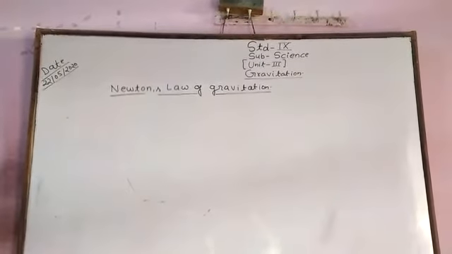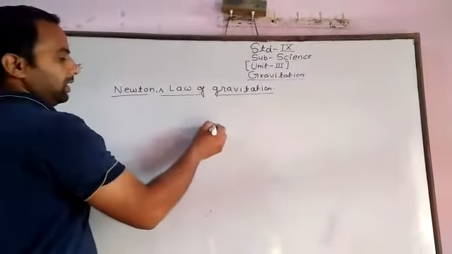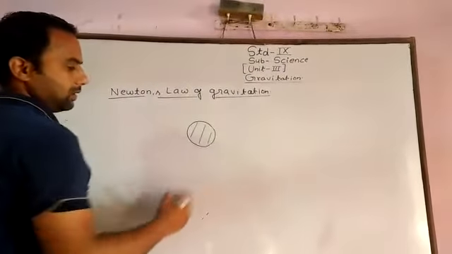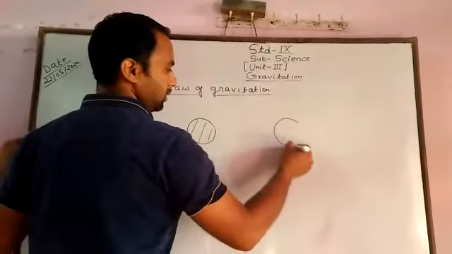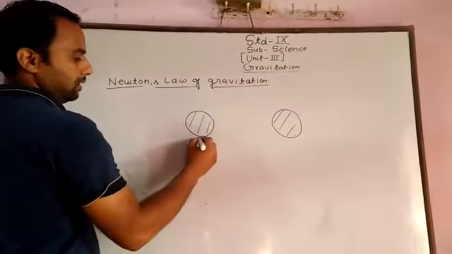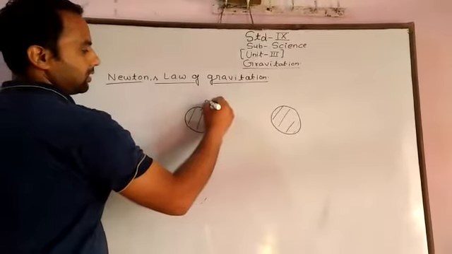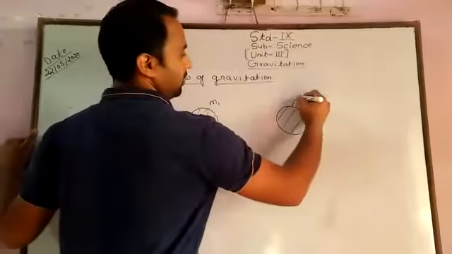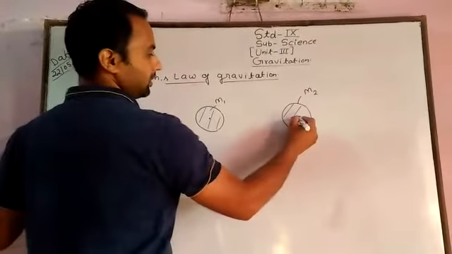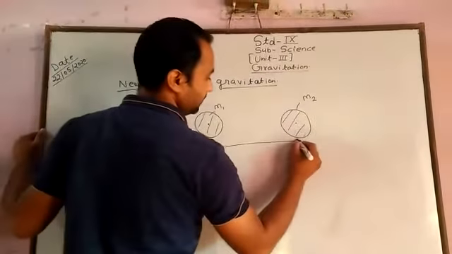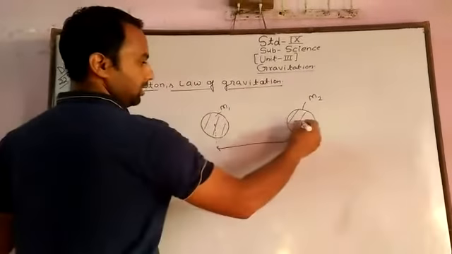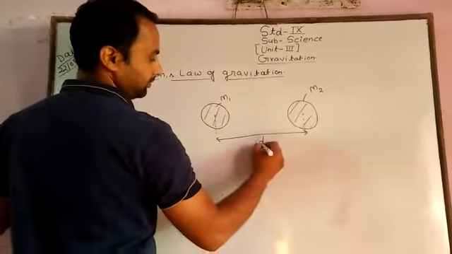Newton's law of gravitation says that there are two objects in the universe. Object one is this, and object two is this, and these are point objects. This object has mass m1, and this object has mass m2. They are placed at a distance of d. The distance between the two objects is d.